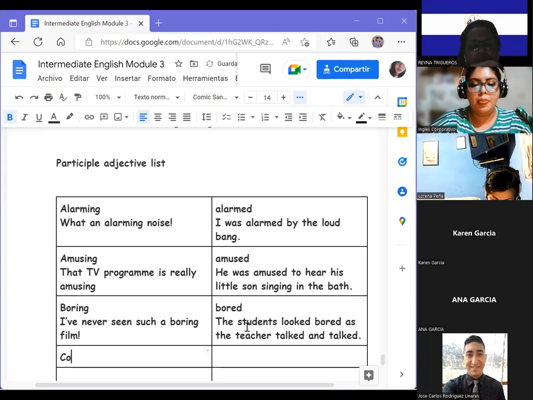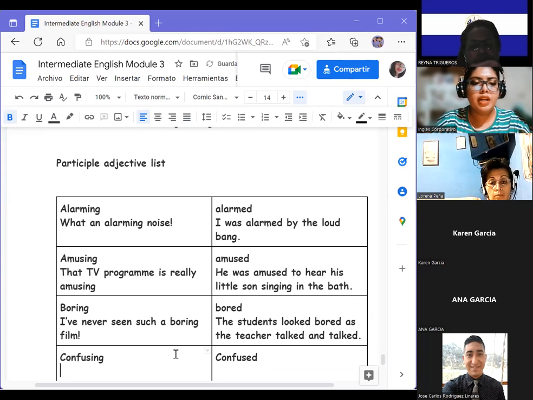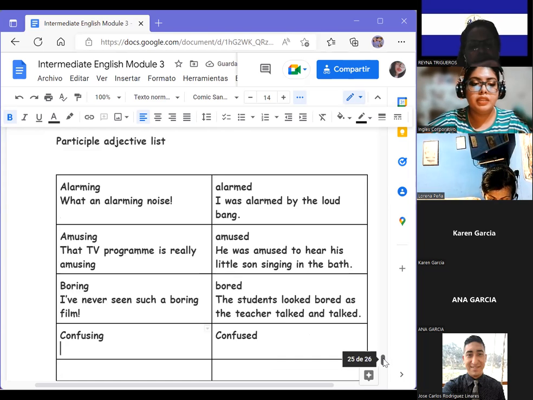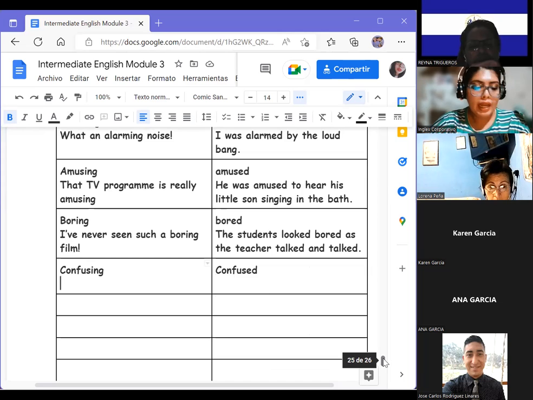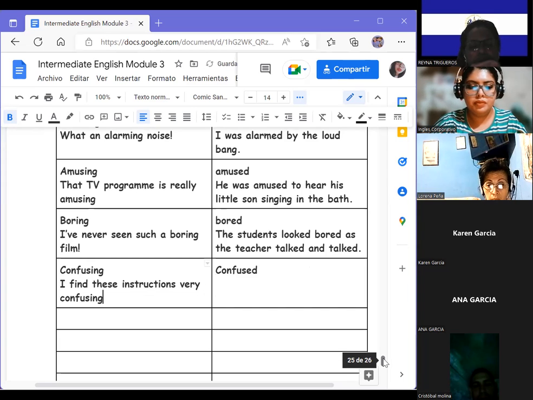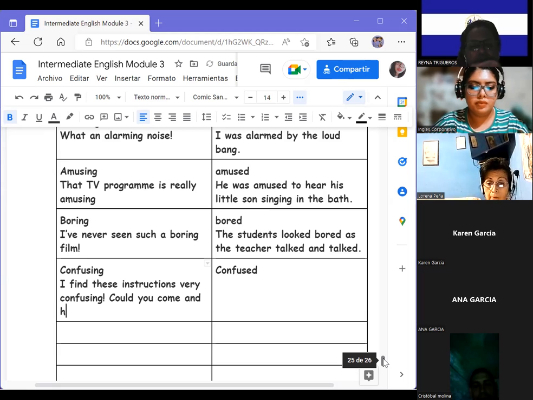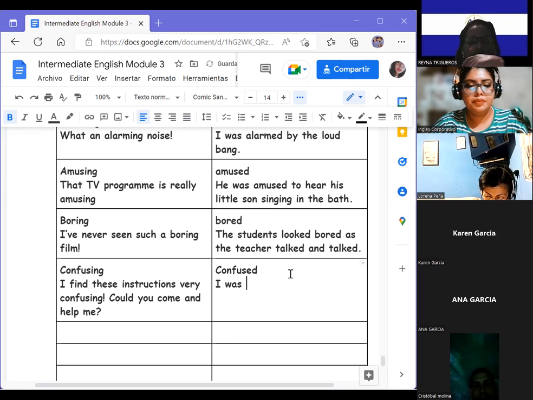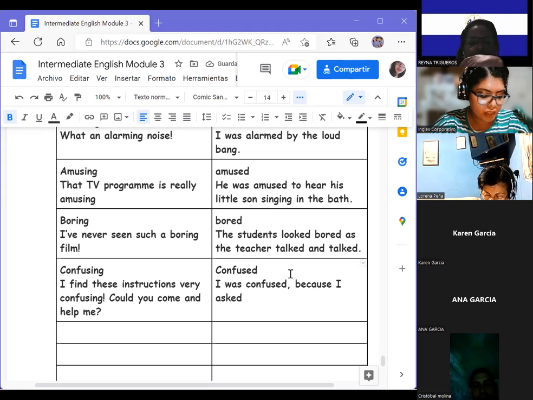Next one is confusing. And we have confused. For the confusing or the thing that is making us feel something, we have the following example. I find these instructions very confusing. Will you come and help me? And for the feeling, we have, I was confused because I asked two people and they told me two different things.